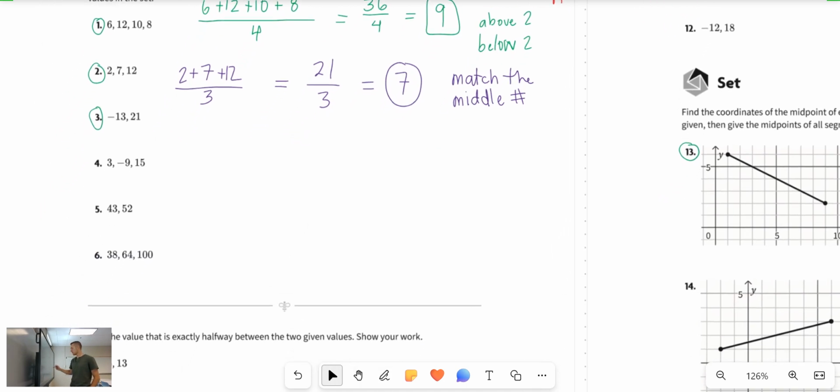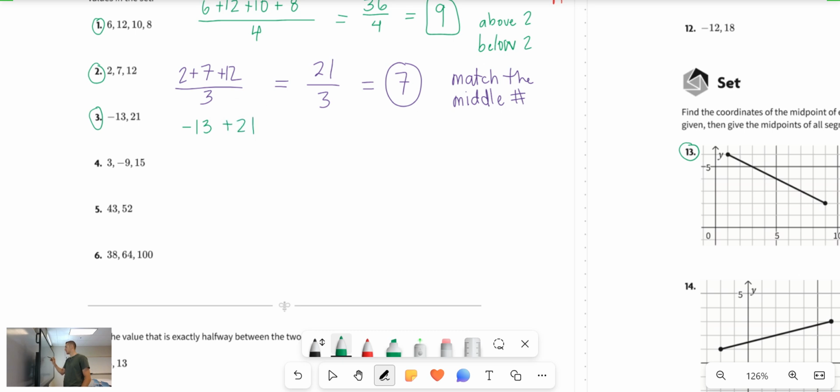Let's see, for number 3, negative 13 and 21. So we again set it up: negative 13 plus 21, because we have to get the sum and divide by the total, which is 2. Negative 13 plus 21 is positive 8. So 8 still divided by 2. So our mean, or our average, is 4, and it's just in between the two.